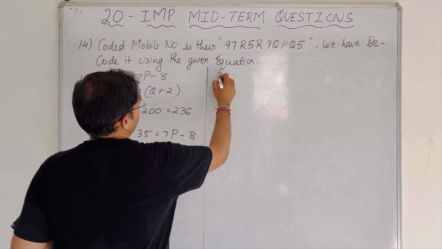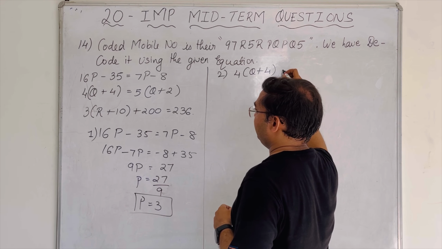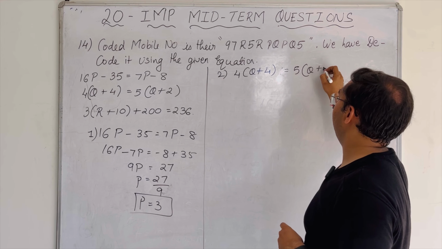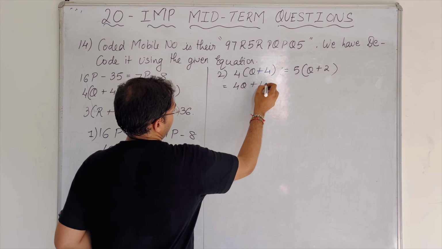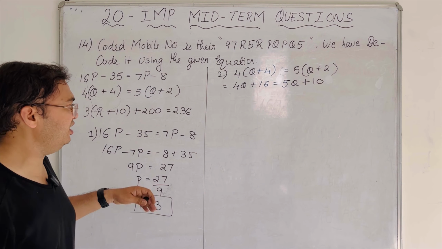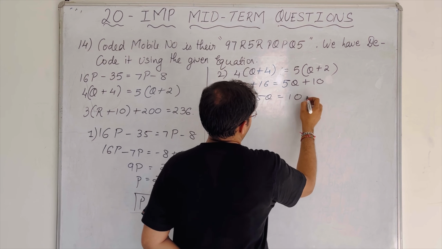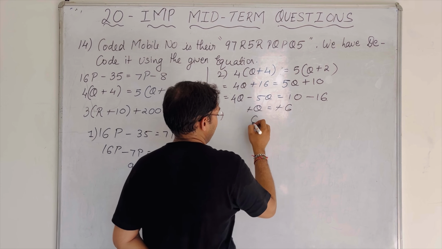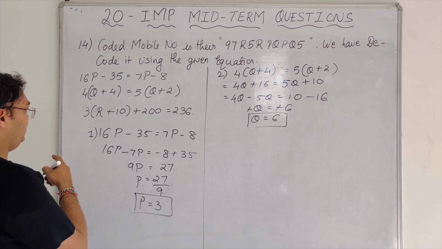Second equation, let's use it. 4 bracket q plus 4 plus 5 equals to 5 bracket q plus 2. First we will use the distributive property, that is 4q plus 16 is equals to 5q plus 10. Now it's the same as the first equation, we'll collect all the variables on one side, that is 4q minus 5q equals to 10 minus 16. So minus q equals to minus 6, minus minus cancel, so q is equals to 6. It's so easy. Now we are going to use the third equation.